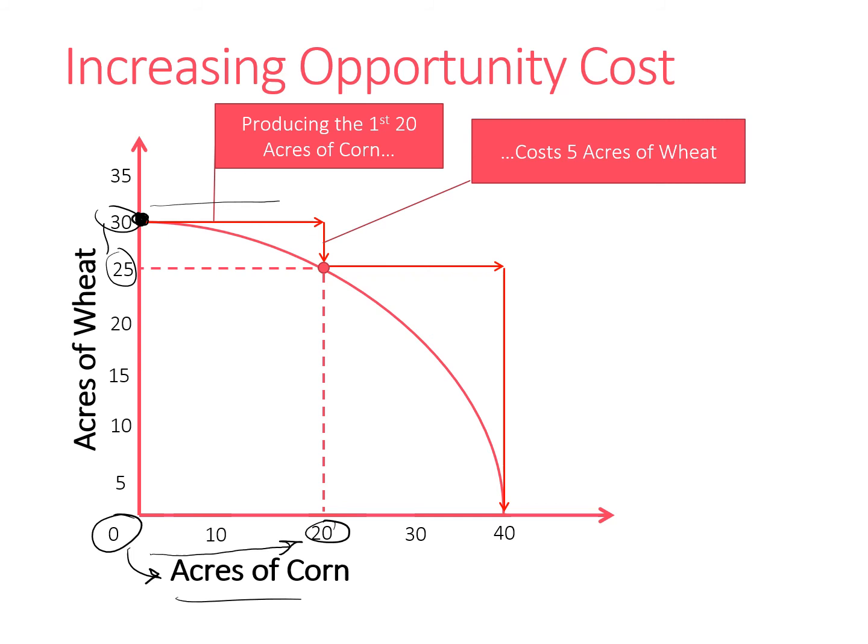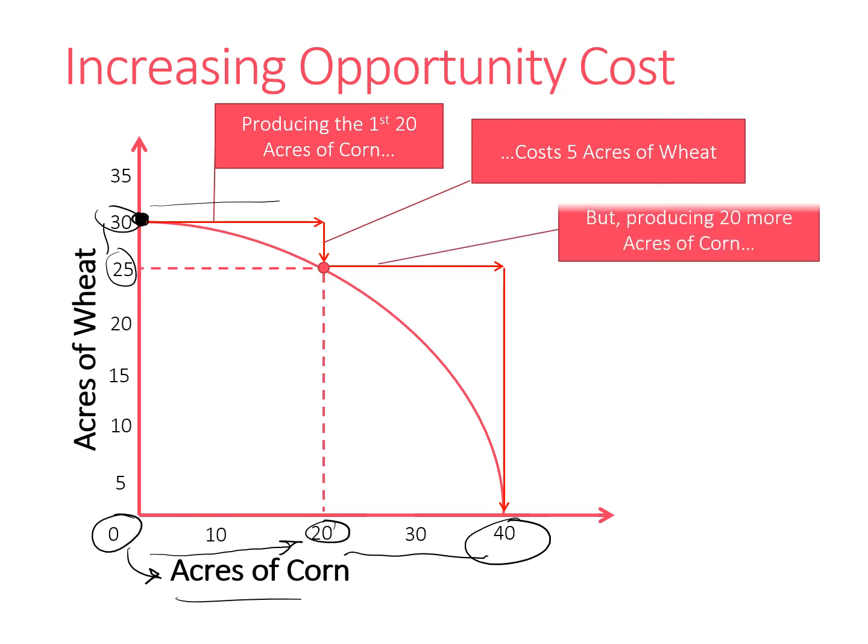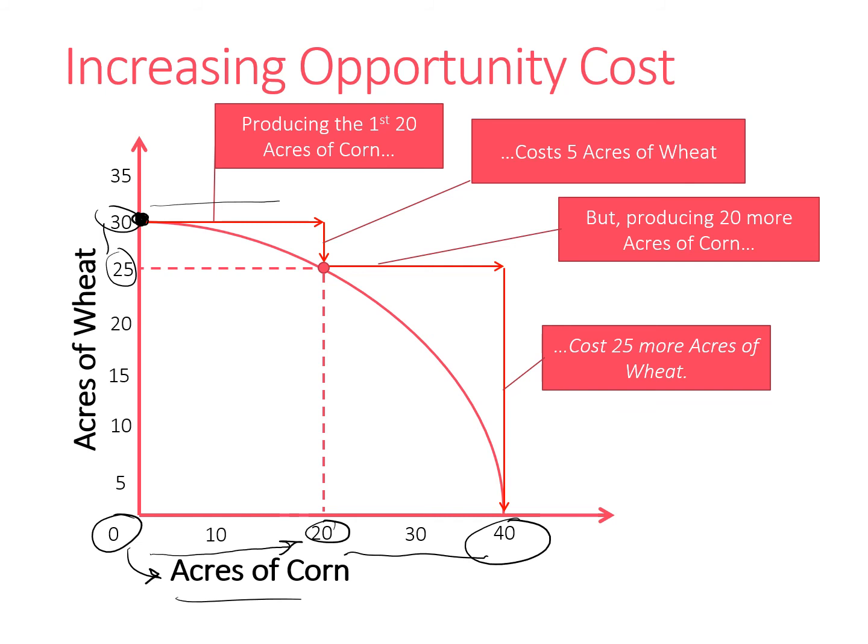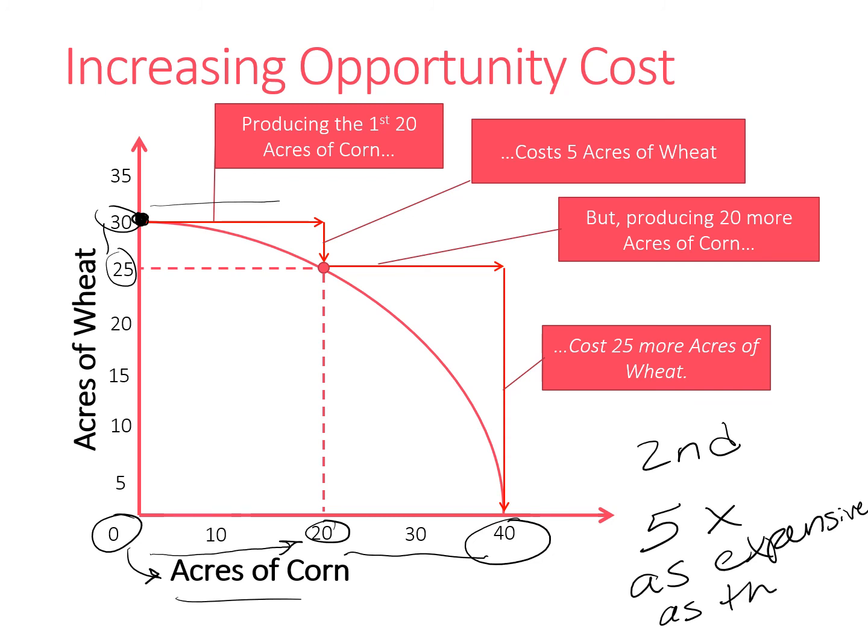Now, if we start loving corn and we decide, hey, let's make more corn, maybe we want to do another 20 acres of corn. Well, how much wheat are we going to have to sacrifice to get another 20 acres of corn? Well, you can probably see already the next 20 acres of corn is going to cost us 25 acres of wheat. So what that means is that the second 20 acres was 5 times as expensive as the first. That's increasing opportunity cost.